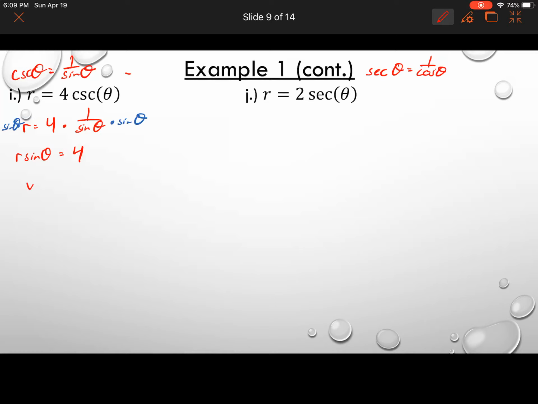And now we can use that formula that we used in the previous example. R sine theta is just equal to y. So we just end up with y is equal to 4.